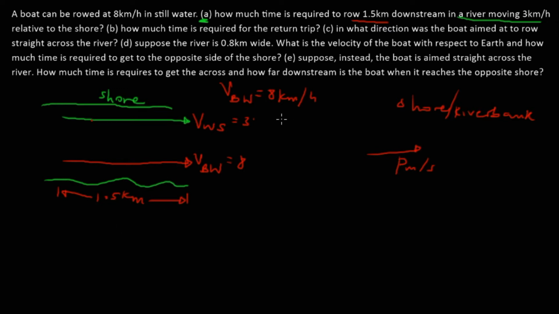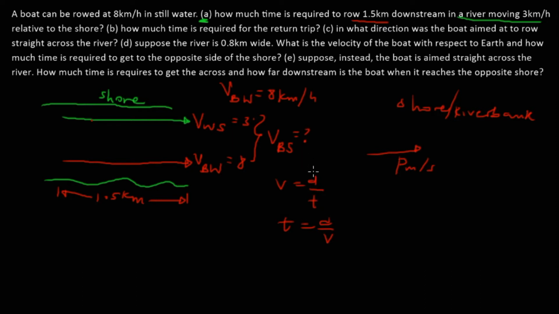We know the distance and we have the velocities. Then how much time will be required for the boat? So we need to find the velocity of the boat relative to the shore. If we have found this velocity, then we'll be able to find the time, since velocity is distance upon time or displacement upon time. So we can say that the time is distance upon the velocity, but the velocity has to be the velocity of the boat relative to the shore.